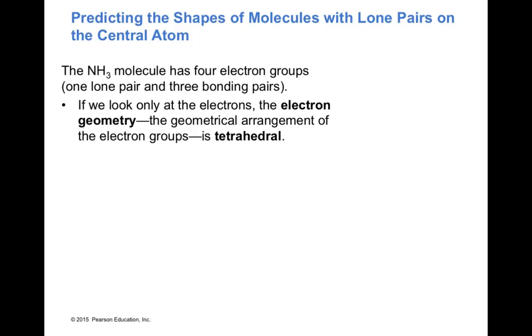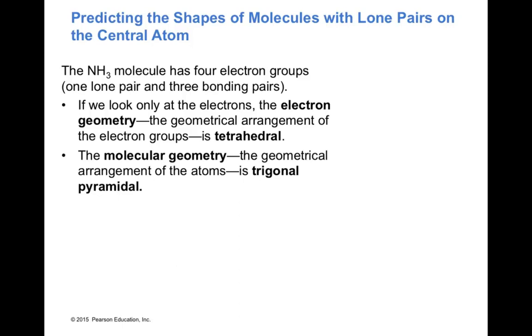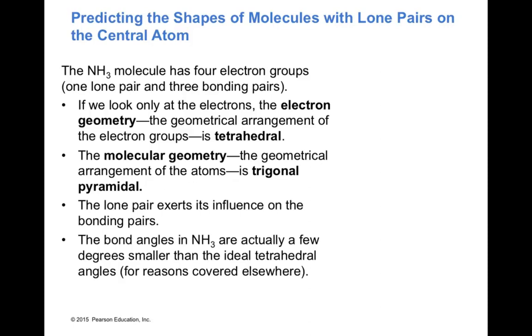So we're going to talk about the electron geometry and the molecular geometry. The electron geometry is when we focus on the arrangement of the electron groups, and in this case, it's tetrahedral. The molecular geometry, the geometrical arrangement of the atoms, is trigonal pyramidal for NH3. So NH3 has a tetrahedral arrangement for the electron geometry, but a trigonal pyramidal one for the molecular geometry. The lone pair exerts its influence on the bonding pairs. The bond angles in NH3 are actually a few degrees smaller than the ideal tetrahedral angles.